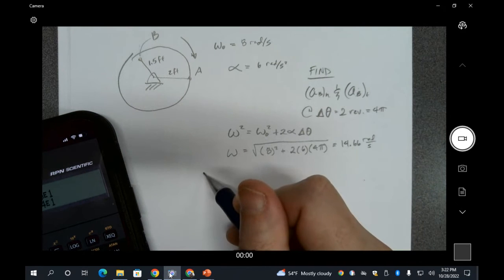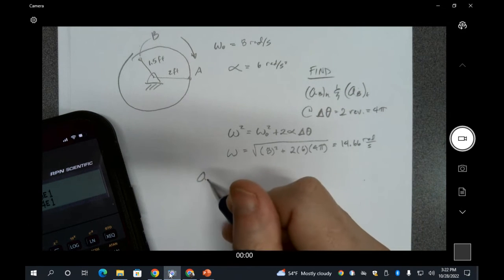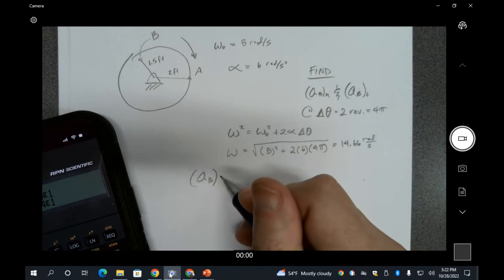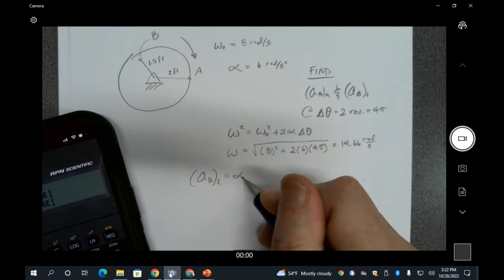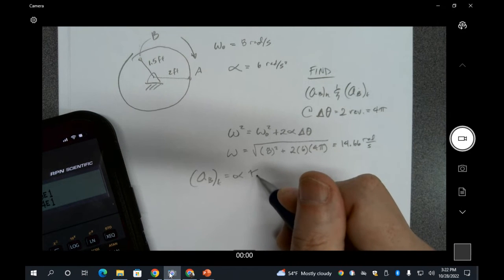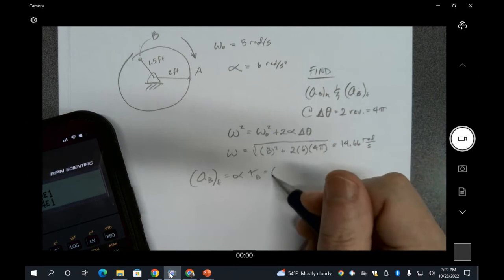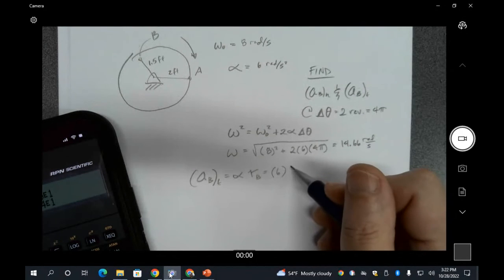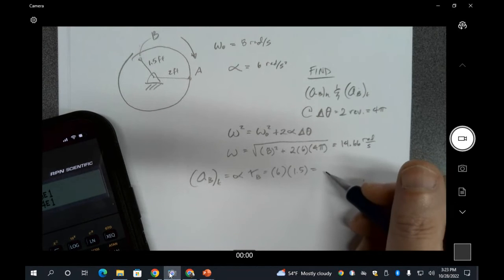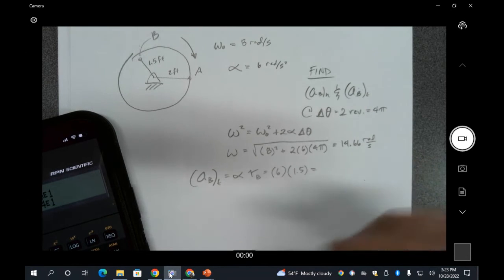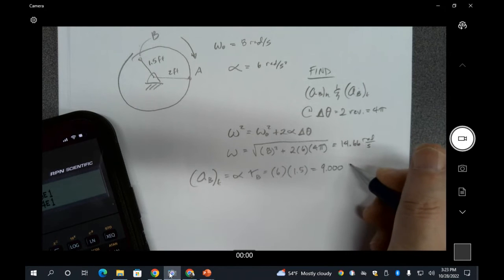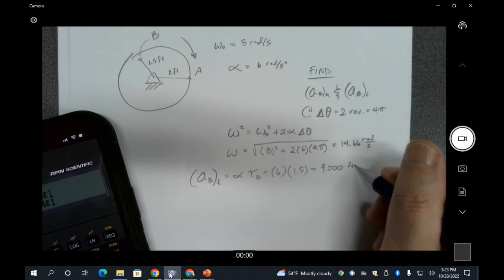So to find the tangential acceleration, excuse me, we take that alpha and multiply it by the radius, that radius of B right there. So we had 6 times 1.5 feet, and I think I could say that's 9. Are we okay with 9? Yeah. And these are feet per second squared.